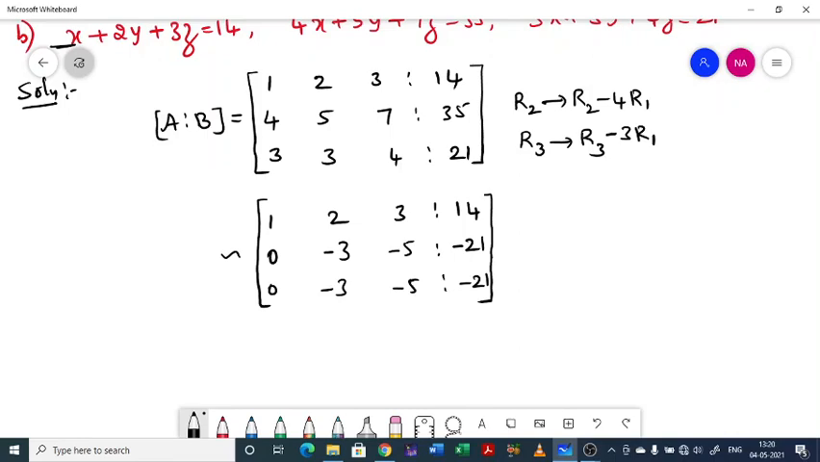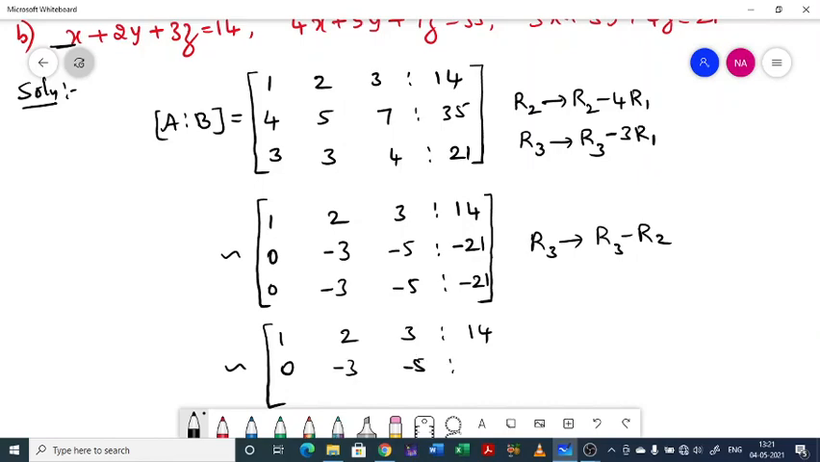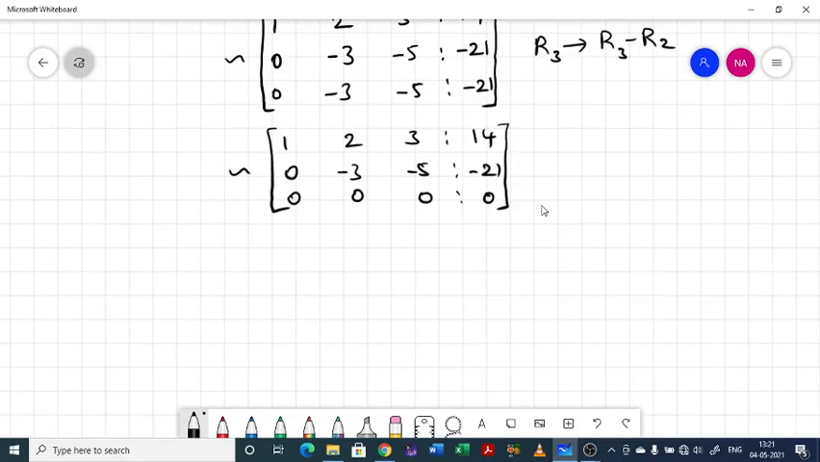Now we can check that, just looking at this, the second and third rows are identical. So changing R3 to R3 minus R2, we will get A colon B equivalent to 1 2 3 colon 14, 0 minus 3 minus 5 minus 21, 0 0 0 0. Okay, now we have the matrix in upper triangular form.